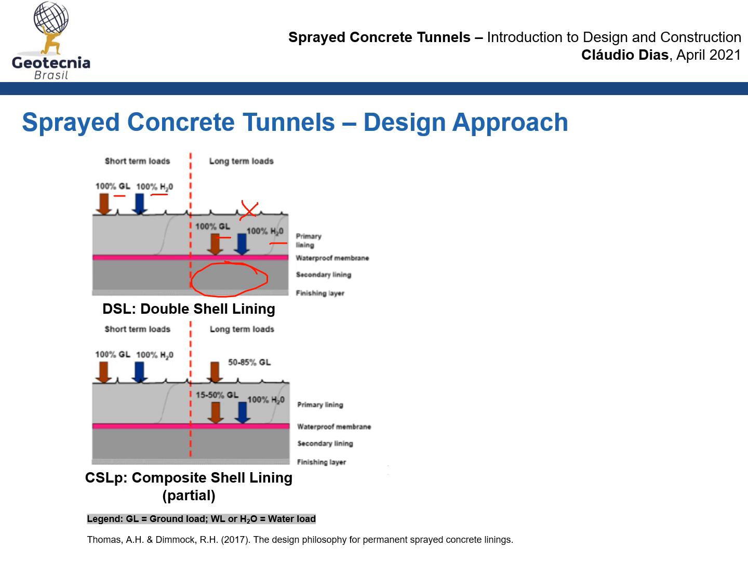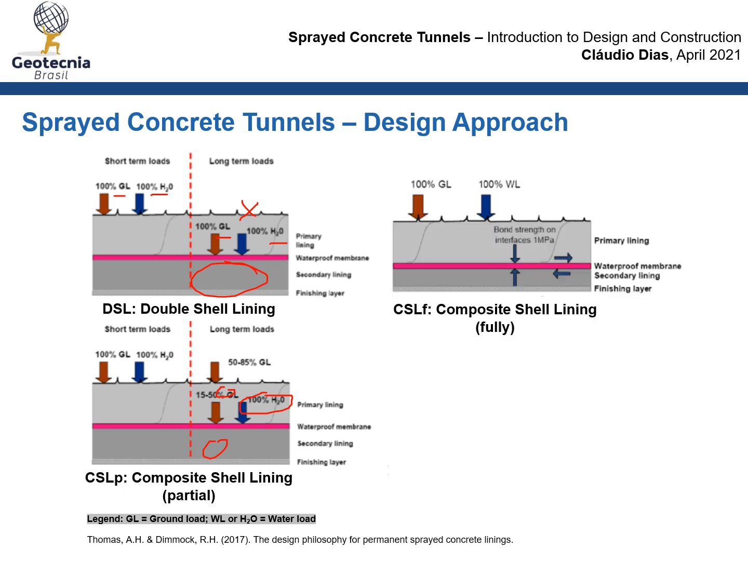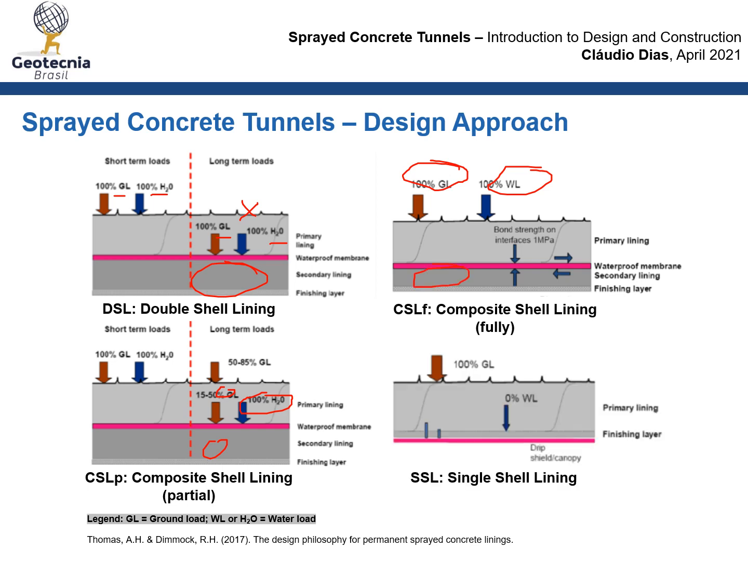We have the composite shell lining, where in the short term it is the same, but in the long term the ground load is divided between the primary lining and secondary lining, and the water load is applied to the secondary lining. We have the composite shell lining with Foley effect, where both the ground load and the water load are applied at the extrados of the primary lining, which allows to reduce the thickness of the secondary lining. And we have the single shell lining approach. This is typical of a hard rock tunnel and where a secondary lining is not required.